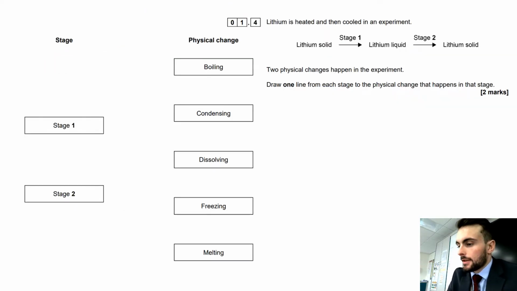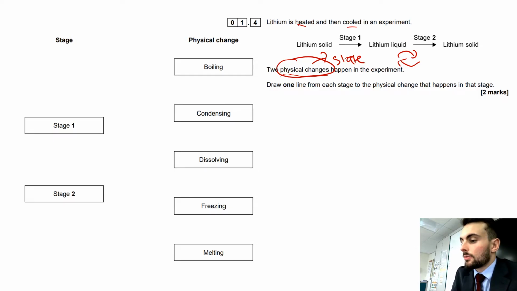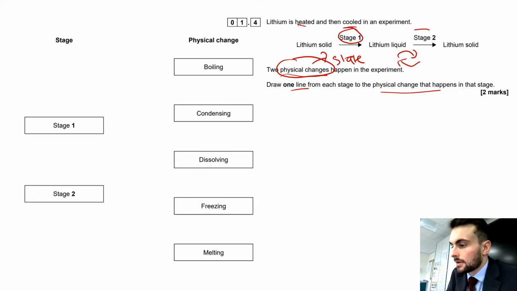Question 1.4. Lithium is heated and then cooled in an experiment. So you've got lithium solid, stage 1, to lithium liquid, stage 2, to lithium solid again. 2 physical changes happen in the experiment. Physical changes are just changes of state, where you can go one way and then come back the other way. It's not a chemical change where we've got a permanent change. We're just talking about physical. Draw one line from each stage to the physical change that happens at that stage. So what is the physical change that happens at stage 1 and at stage 2?